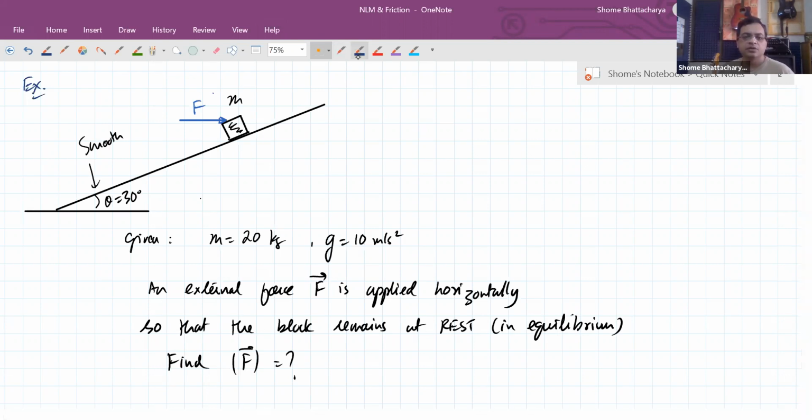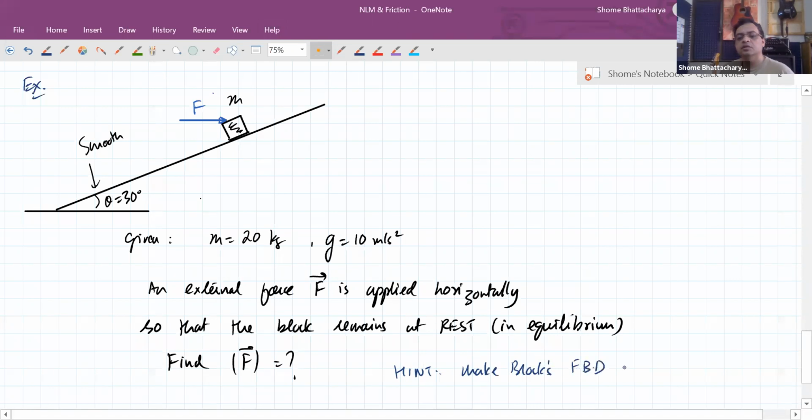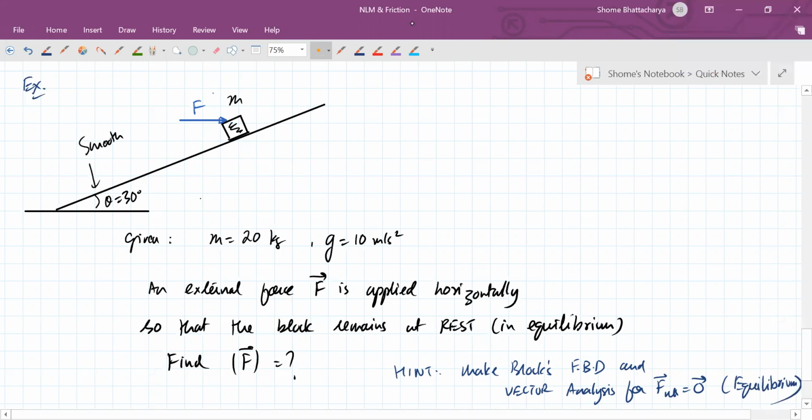Okay. So I would like you to just give this a try once. Try by making the free body diagram. Make the block's free body diagram and do the vector analysis on it. For net force to be equal to zero, equilibrium condition. Okay, so just give this a minute, try this out. We will discuss.